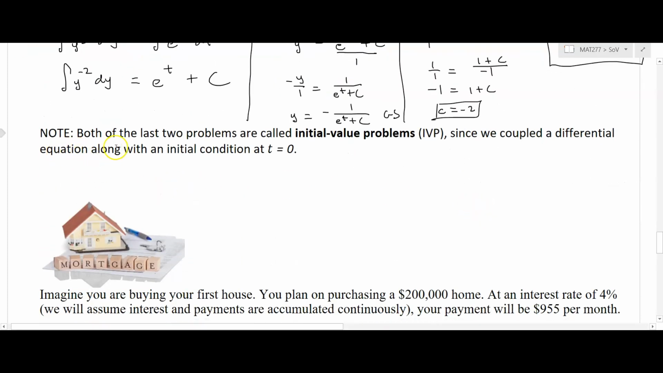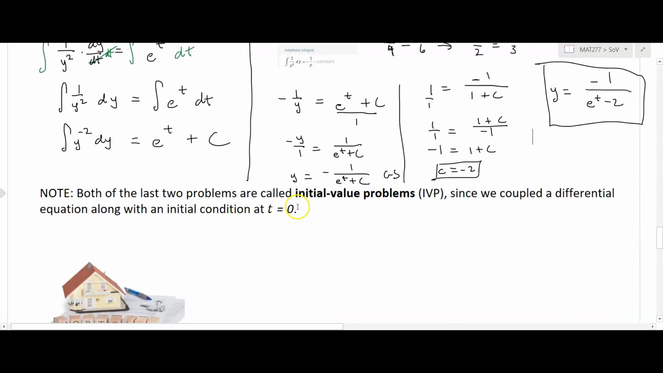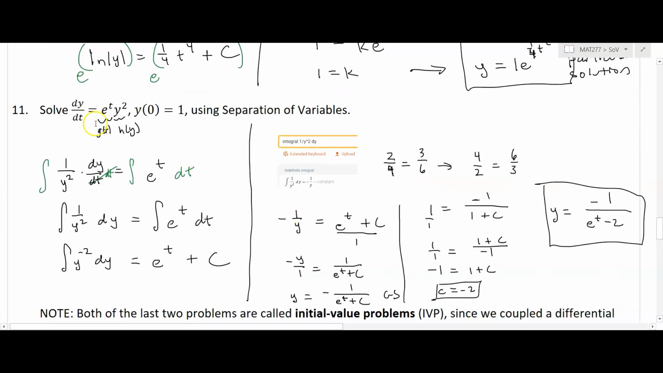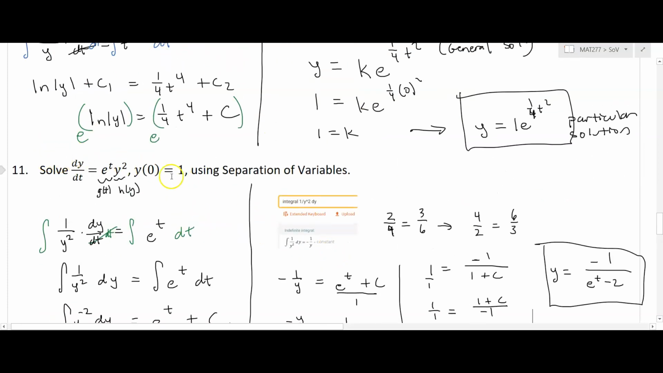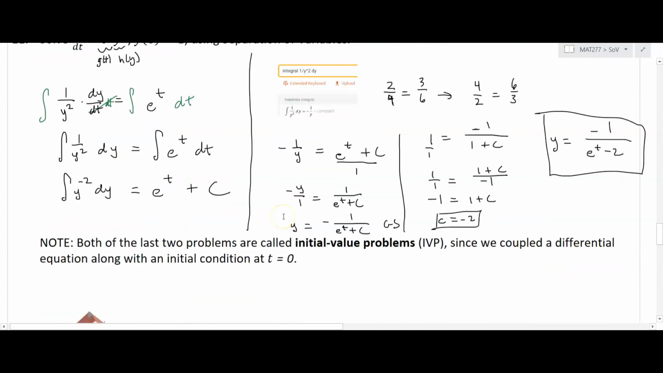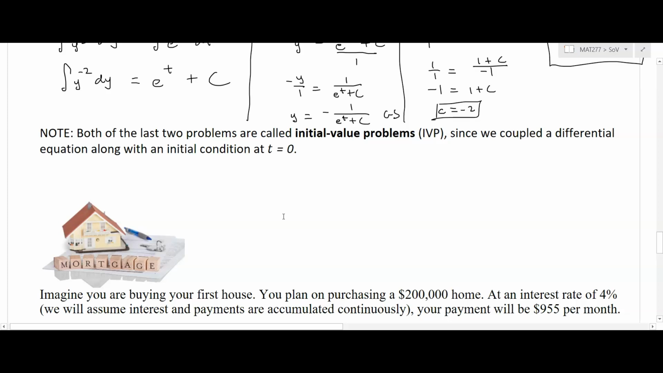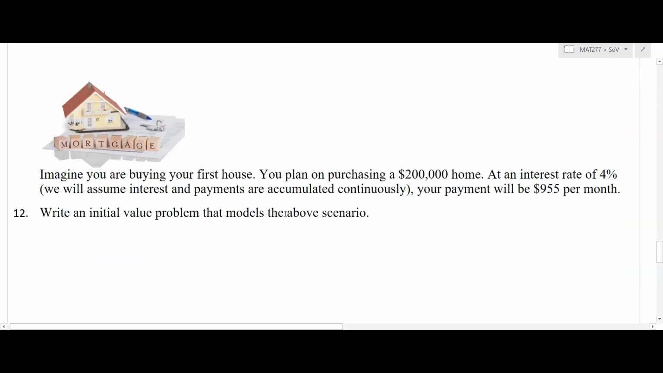What we've looked at is both of these problems are what we call initial value problems. All that means is that we've been given both a differential equation and an initial condition, and that's called writing an initial value problem. So the initial value problem was the original thing that we were trying to solve. And then the solution, y equals -1/(e^t - 2), is a solution to this initial value problem. Let's go ahead and take a look at a modeling problem, and we'll wrap this video up here shortly.